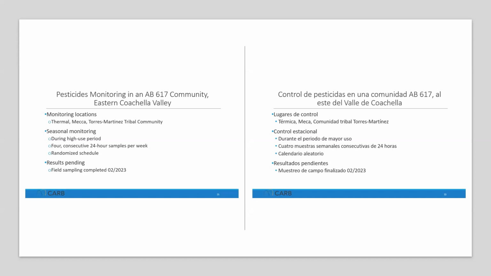In Eastern Coachella Valley, another AB 617 community, we had 3 monitoring locations, and we did seasonal intensive monitoring. What that means is it's during high use periods. We ran 4 consecutive 24-hour samples per week on a randomized schedule, so we can capture different days throughout the entire campaign. The results are pending. They just finished monitoring in mid-February.